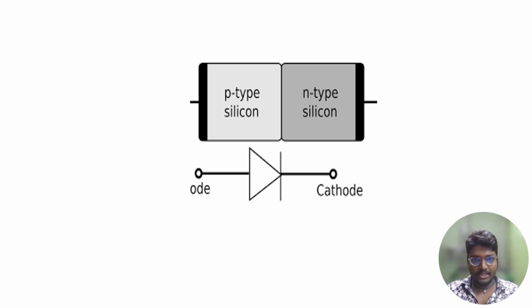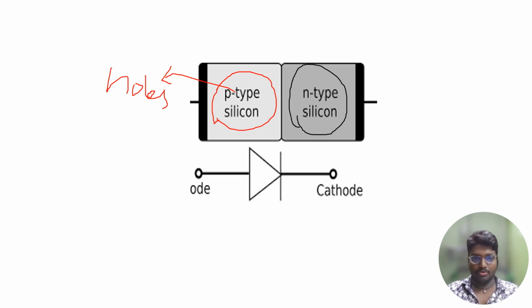So by combining the P-type and N-type materials, you can create a PN junction diode. The P-type has more holes, and the N-type has more electrons. The P-type has more holes, so the majority carriers are holes, and the N-type has the majority carriers as electrons.